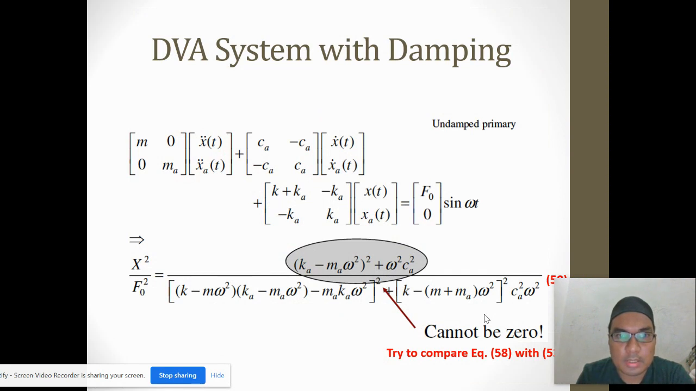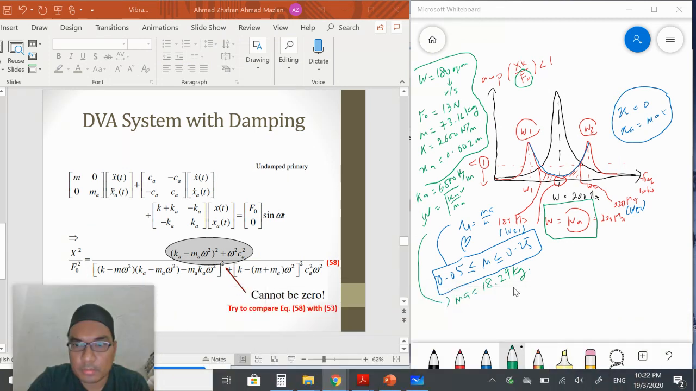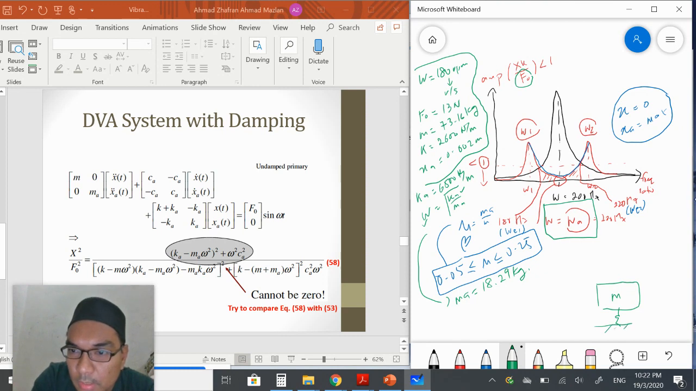For the next topic, what is the effect of damping on the system? Let's say your system has damping: you add the damping, CA, to the system. Here you have the primary mass M, and then you have the absorber mass MA here. Suddenly you add the damping CA to the system.